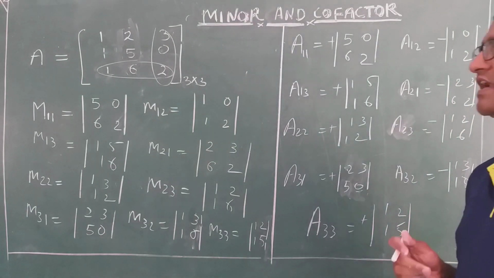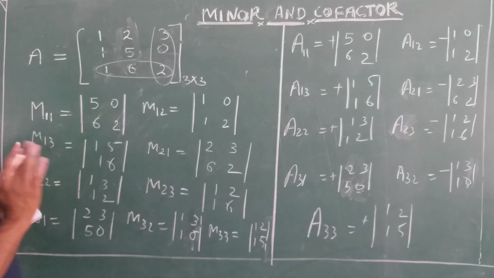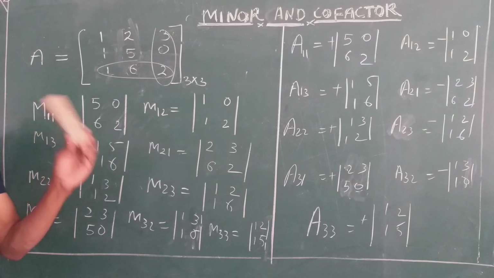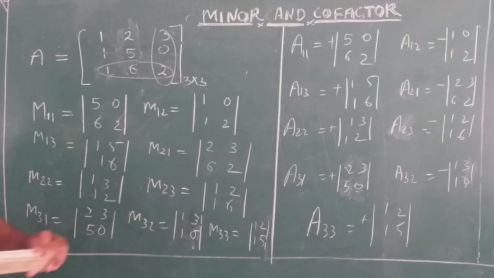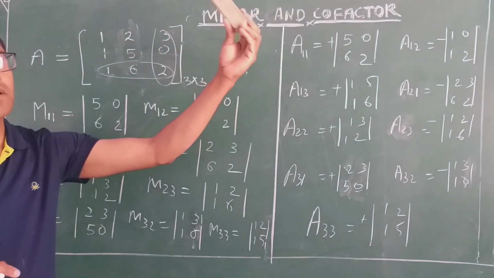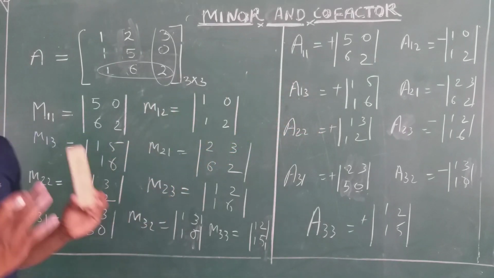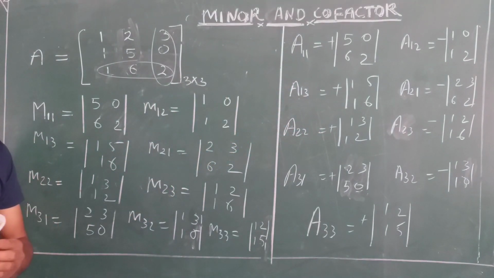So I hope you understand the relation between minor and cofactor. Without sign are minor, with sign are cofactor. This is the basic difference between minor and cofactor.